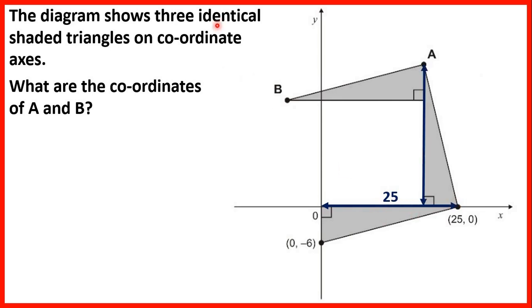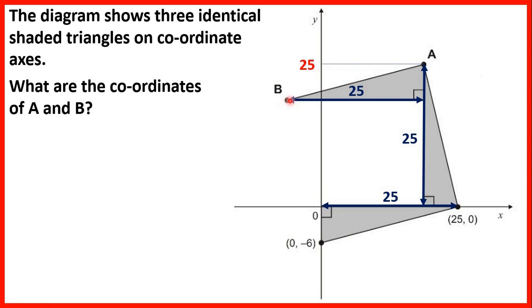And because the triangles are identical, this length will be 25, and this length here will be 25 as well. So we can write the y-coordinate for point A on our axes. This triangle starts where y is 0, so if we add 25, because we know that's the length of a triangle, we know that the y-coordinate will be 25.